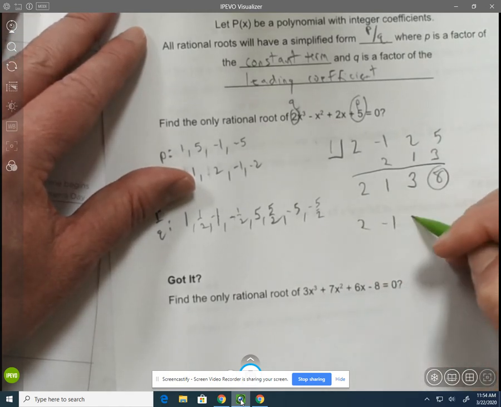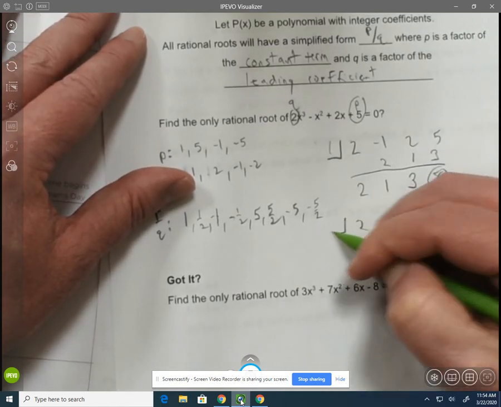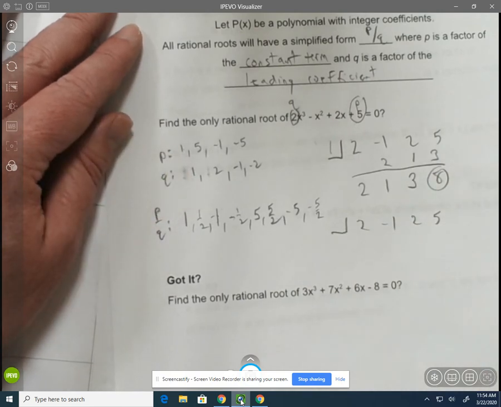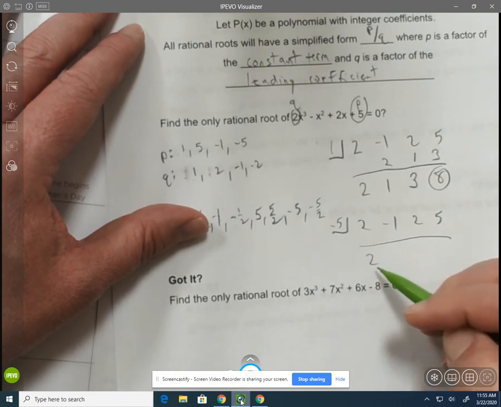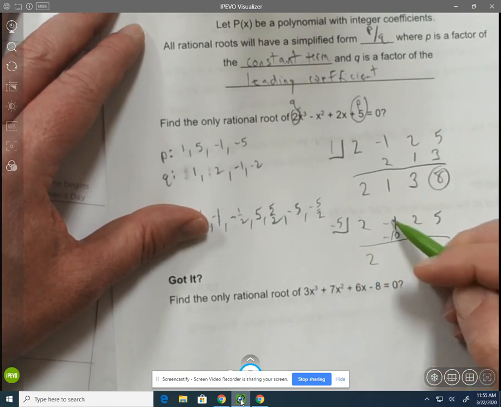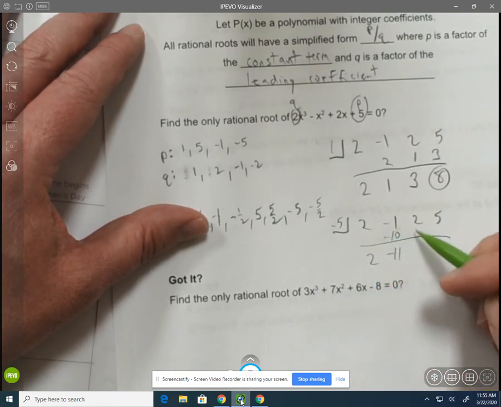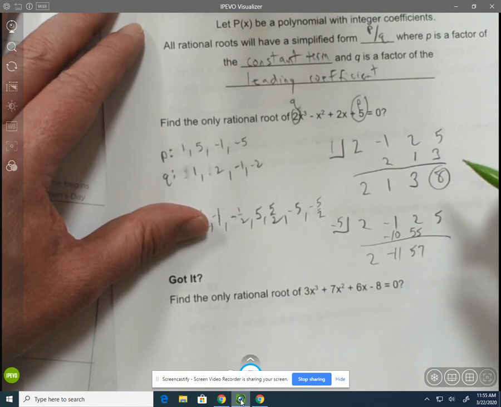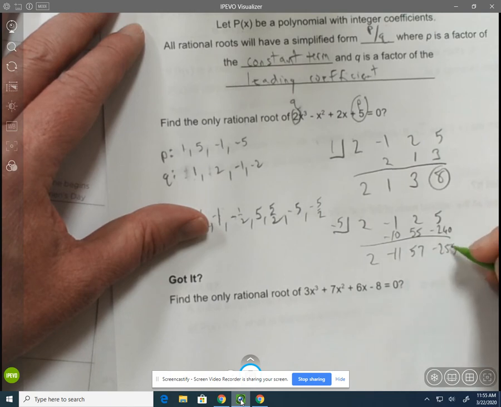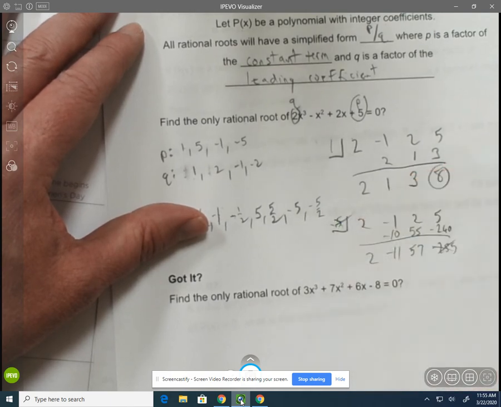2, -1, 2, 5. Somebody feeling lucky? Oh, -5? Sure, we can try -5. Here we go. Add, and then we multiply. We add, and then we multiply. Oh, that's a big number. We add, and then we multiply. Holy cow, -57 times 5 is like -260. Oh, that didn't work. So it's not -5.